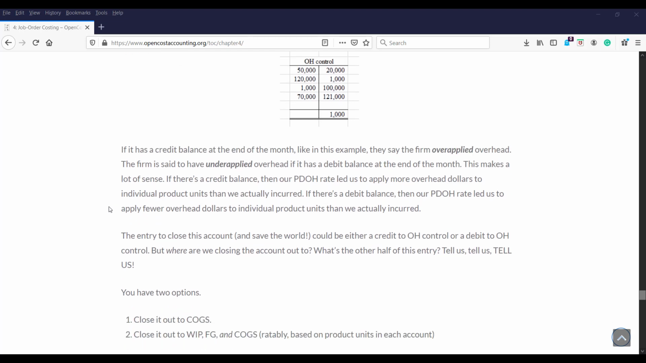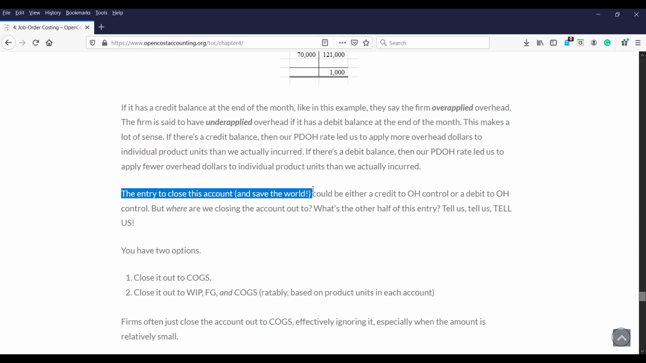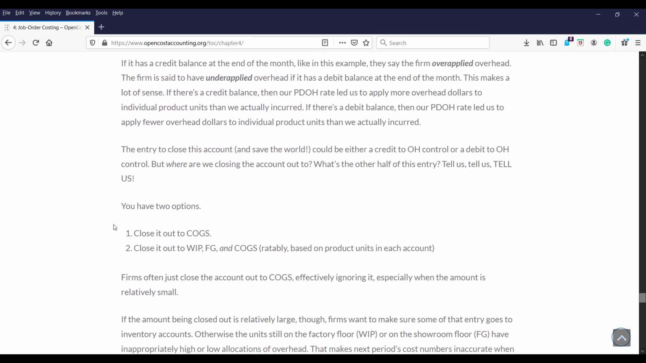Like all expense accounts, I have this fun little thing I say. I talk about saving the world and how we're saving the world every month because accountants are closing out all those expense accounts that have to be closed out. And overhead control is an expense account, so we have to close it out, and we can do it one of two ways.